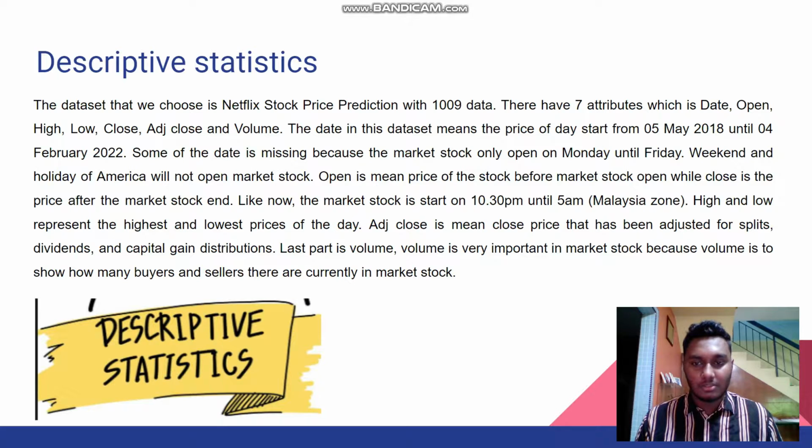Open is the price of the stock when the market opens, while close is the price after the market ends. Like now, the stock market starts at 10:30 p.m. until 5 a.m. in Malaysia. High and low represent the highest and lowest prices of the day. Adjust close is the close price that has been adjusted for splits, dividends, and capital gain distributions. And the last part is volume. Volume is very important in the stock market because volume shows how many buyers and sellers there are currently in the stock.